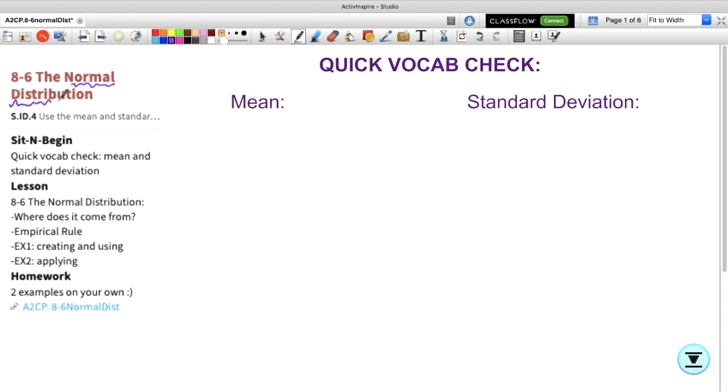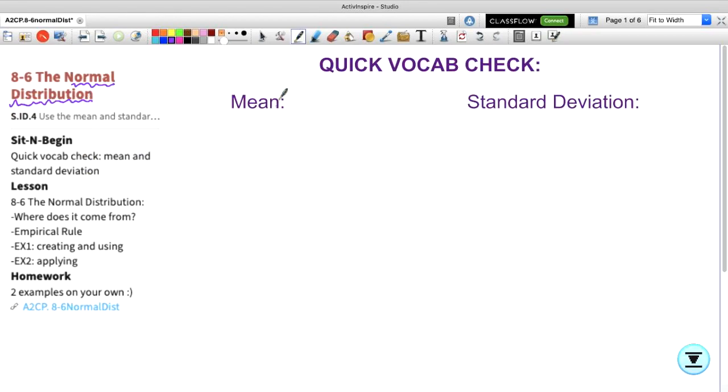And I know since you've started this stats unit, you've talked about several different types of distributions. So you've looked at modeling center and spread using histograms, box and whisker plots. You've maybe looked at the different shapes of histograms and box and whisker plots to figure out if it's skewed to the left or clustered. So today we're going to look at a specific type of distribution called the normal distribution or the normal curve.